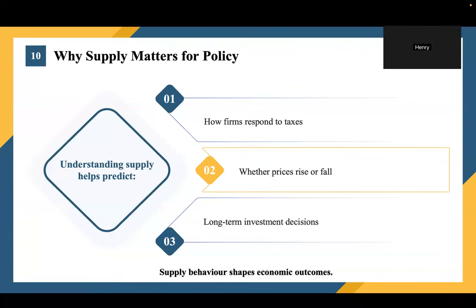Now, understanding supply is not just theoretical, it has real world implications. It helps us predict whether prices rise or fall. If supply is limited, prices are more likely to increase. It also helps us predict how firms respond to taxes. Do firms absorb the cost or pass it on to consumers? Or maybe long-term investment decisions. Will firms expand capacity or exit the market? Supply behavior plays a key role in shaping economic outcomes.